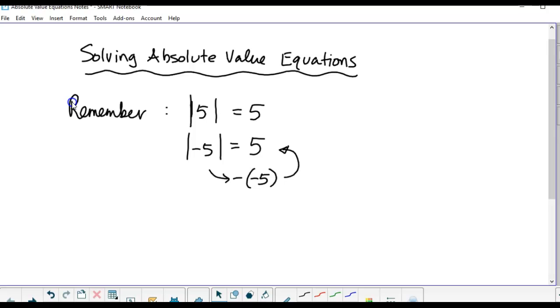So the absolute value of a positive stays the same. The absolute value of a negative changes sign to become a positive. So first one, we're going to solve the absolute value of 3x minus 4 equals 5.